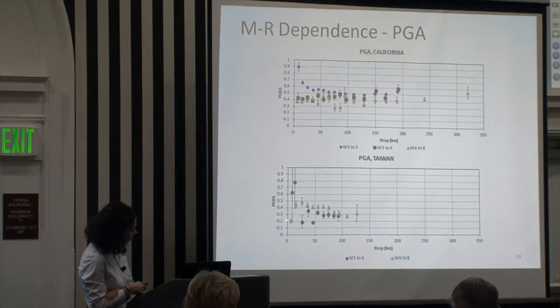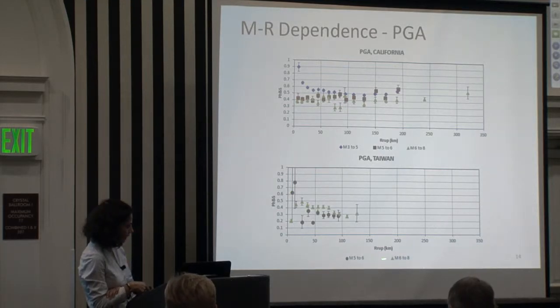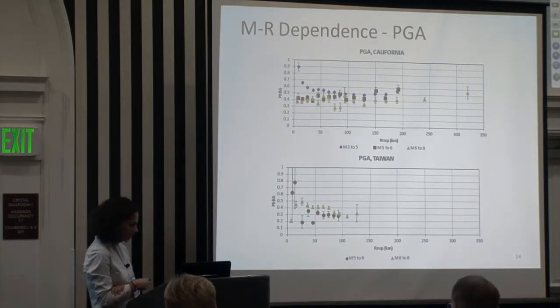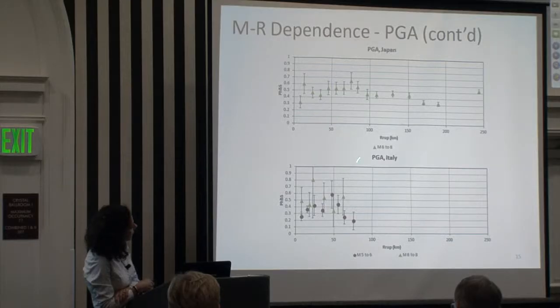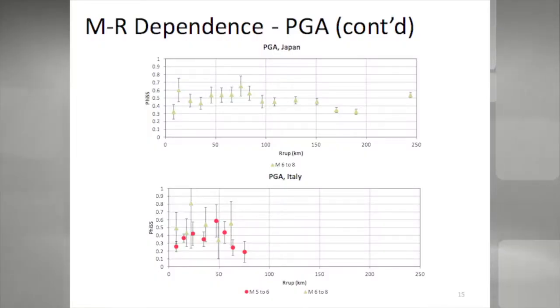This is the same sort of plot for Taiwan, but we only have magnitude 5 to 6 and 6 to 8. I don't know if we can say much about it. This is the Japan, and it's only magnitude 6 to 8. And this is here Italy, and we only have 5 to 6 and 6 to 8, and with a lot of error.